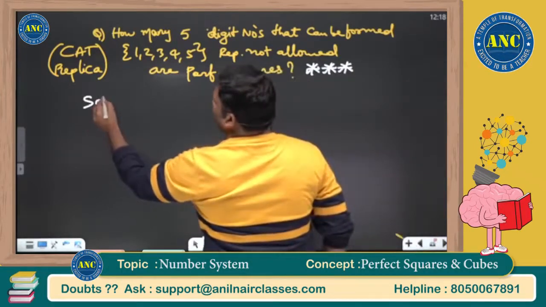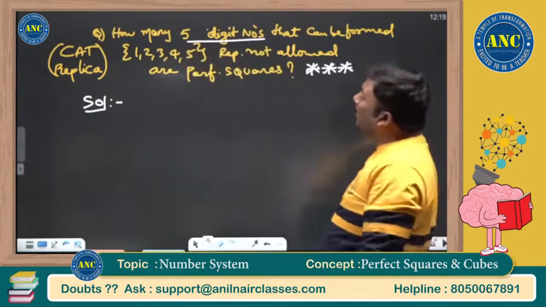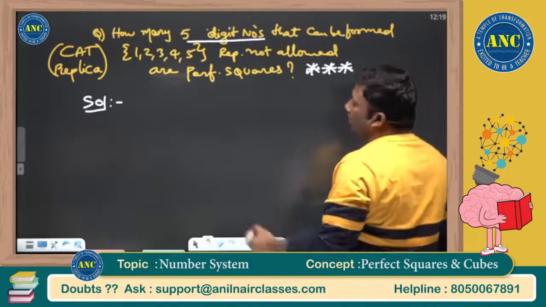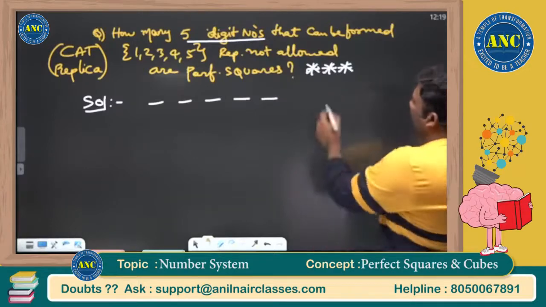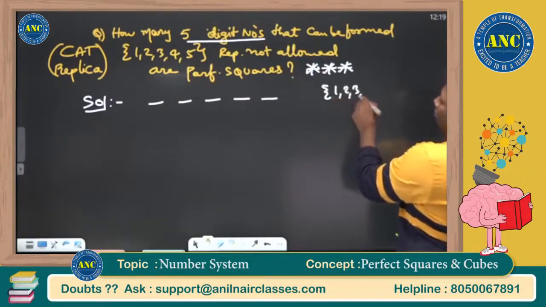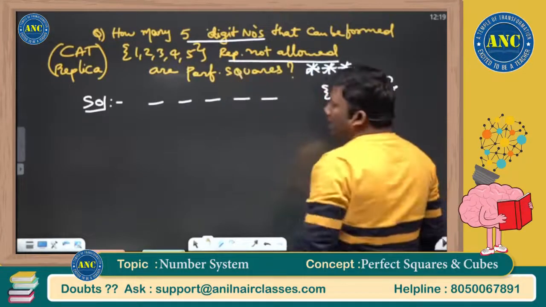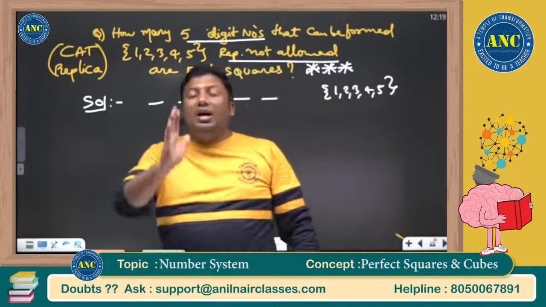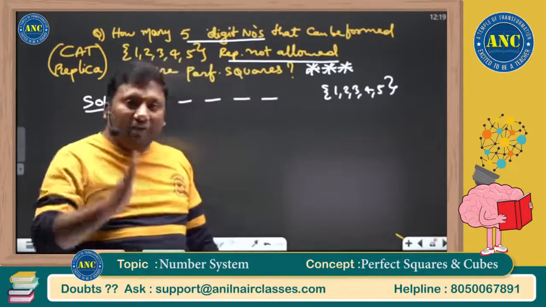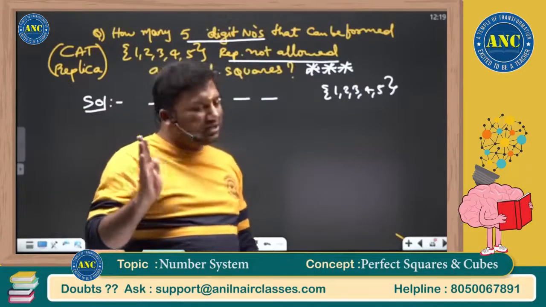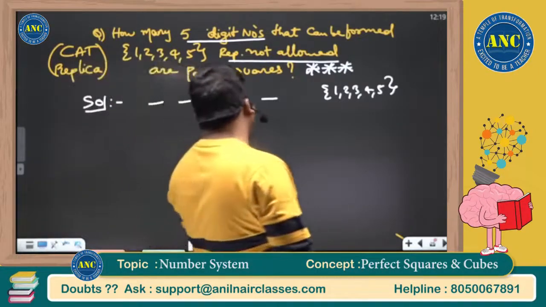First thing, whenever you are solving a CAT question or any aptitude question, start reading the question and underline the keywords. I want a 5-digit number that can be formed using the digits 1, 2, 3, 4, 5. These are the 5 digits. Repetition of the digits is not allowed. If I use 1 in any of the 5 places, 1 cannot be used anywhere else. If I use 2 in a particular place, that cannot be used anywhere else. How many are perfect squares?